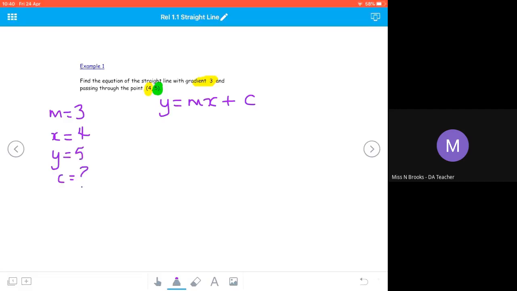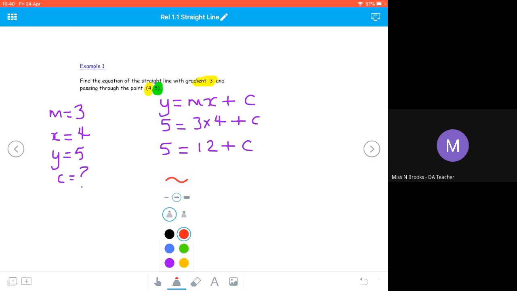c is. So if we substitute it in, we've got 5 equals 3 multiplied by 4, because remember mx is m times x, and we're going to add on c. So that gives us 5 equals 12 plus c. Now we want to do the opposite of add 12, so we're going to take away the 12 from both sides. And that gives us c equals, and 5 take away 12 gives us negative 7.